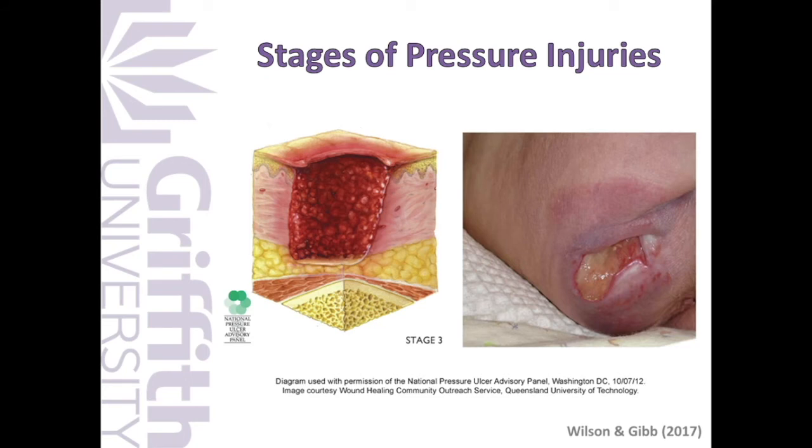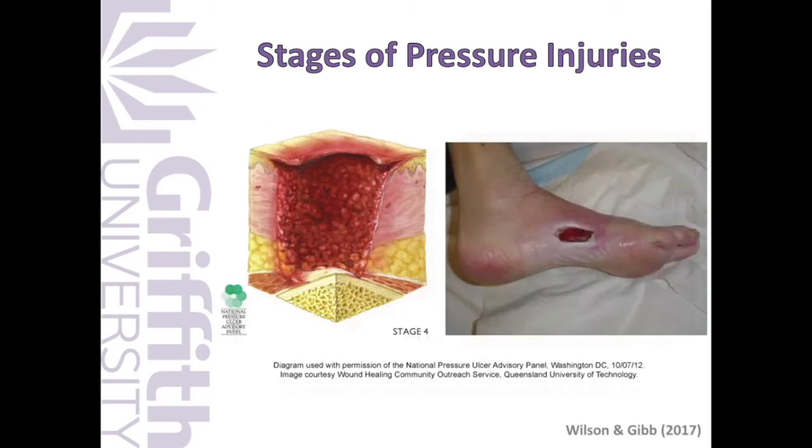The depth of the injury depends on where it's located anatomically. If a stage 3 injury, for example, was on the bridge of the nose or the ear, this would be quite shallow because there's not very much subcutaneous tissue there. However, if we were looking at somewhere with a lot of adipose tissue, such as the abdomen, the wound would be a lot deeper.